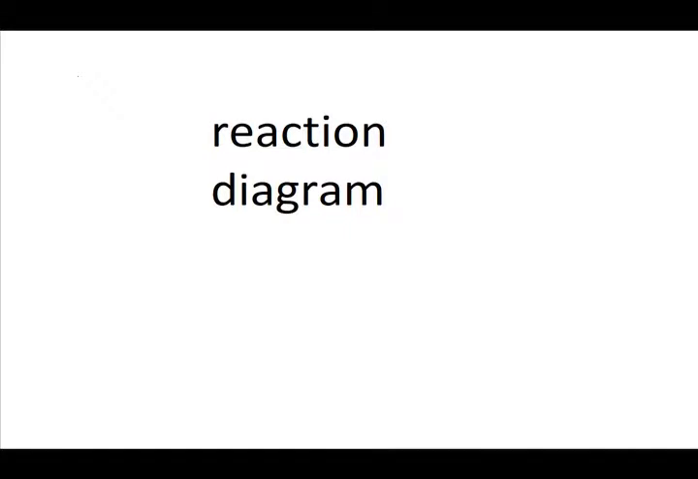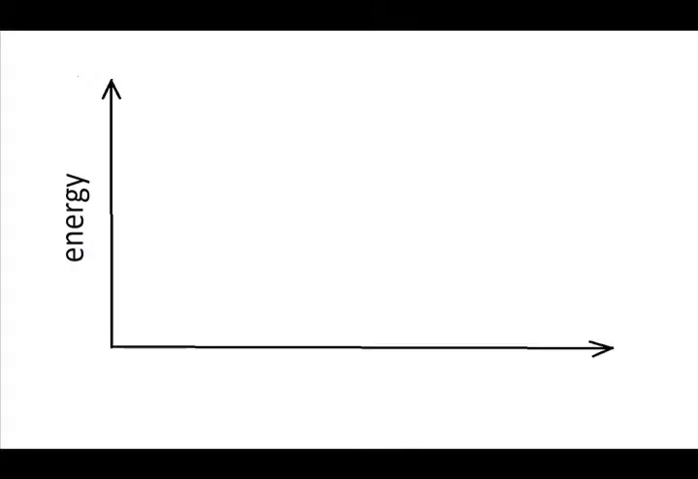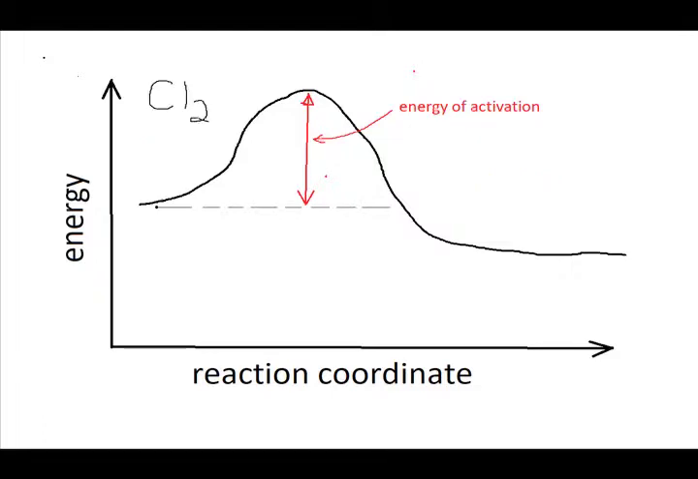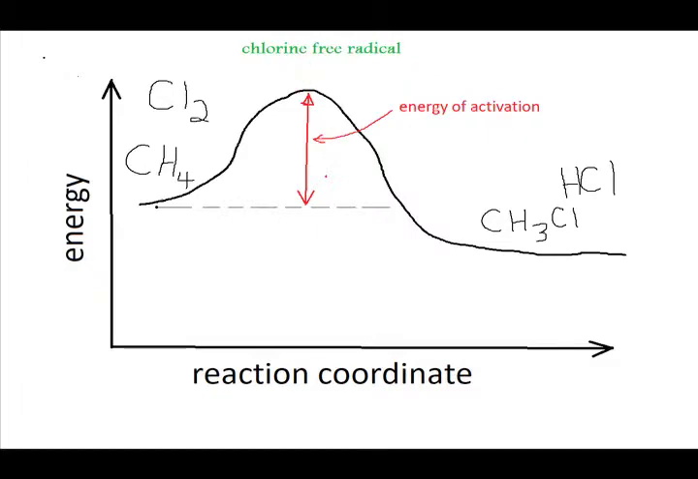The y-axis is the energy axis. The x-axis is, they call it the reaction coordinate. The products are on the right. The reactants are on the left. This distance is the energy of activation. So this is the heat that goes into the system to form the chlorine free radical. The chlorine free radical is like a bicycle driving on the top of a fence.